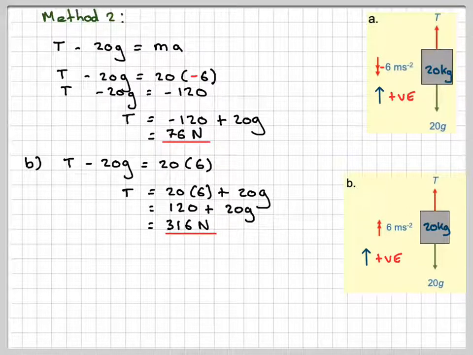Okay, so notice that if the acceleration is upwards, the tension is going to be far more than the tension acting when it's going downwards. Okay, I hope you understand this. So this is a video looking at simple vertical motion when A, the acceleration is acting downwards, and B, the acceleration is acting upwards. Thank you very much for watching.